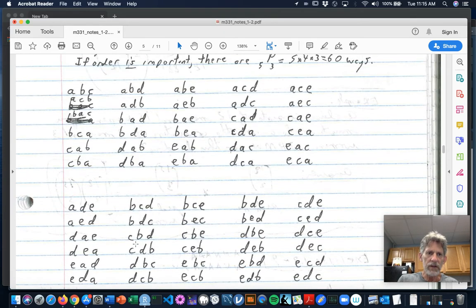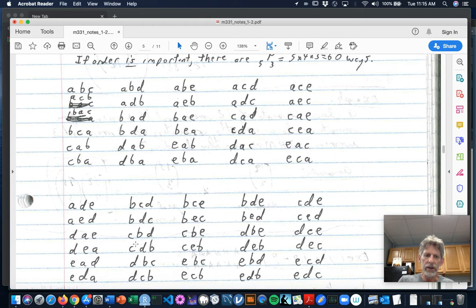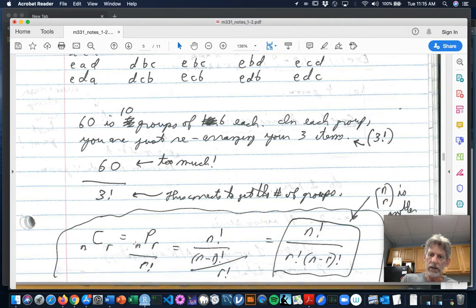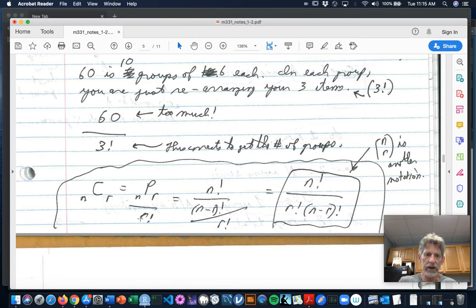So this concept, the number of ways to pick 3 items from 5 items when order is not important, is a pretty common thing, and so we give a name to it. In general, we call it the number of combinations of n things taken r at a time. So it's like the number of permutations, except order is not important, and the way you get it is you take the permutations, which is wrong, but divide by r factorial, the group size, the number of ways to arrange the r things that you've picked.